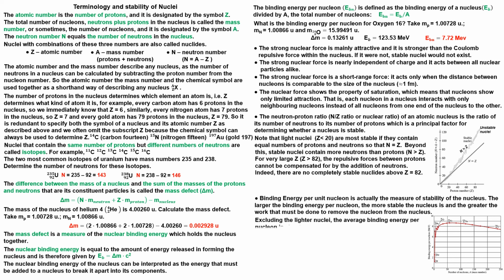Excluding the lighter nuclei, the average binding energy per nucleon is about 8 MeV. The curve is slowly varying for A greater than 40, which suggests the nuclear force saturates. In other words, a particular nucleon can interact with only a limited number of other nucleons, which can be viewed as the nearest neighbors, rather than with all the nucleons in the nucleus.